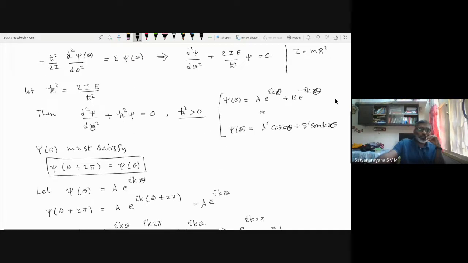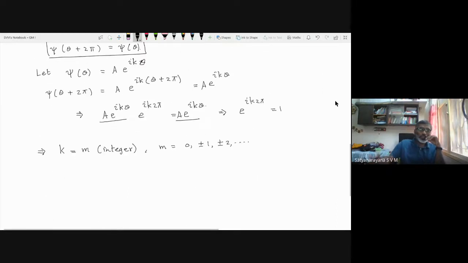Now look at the way we have defined our k. From here we can get energy eigenvalues, because now we know what k is. So the allowed energy values are given by, let me write down E suffix m, because it depends on this m, E m is equal to h bar square m square divided by twice I. So these are energy eigenvalues.